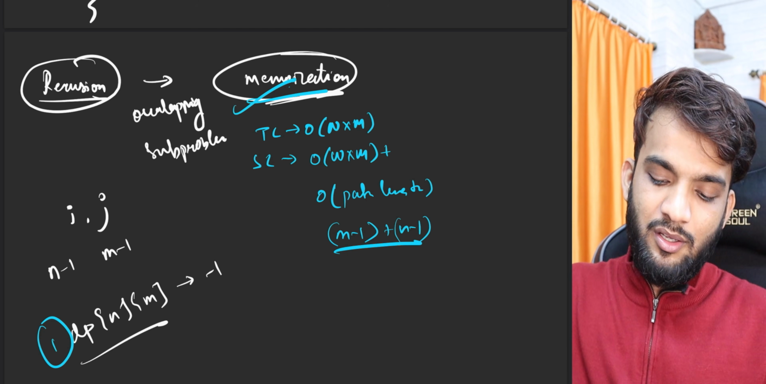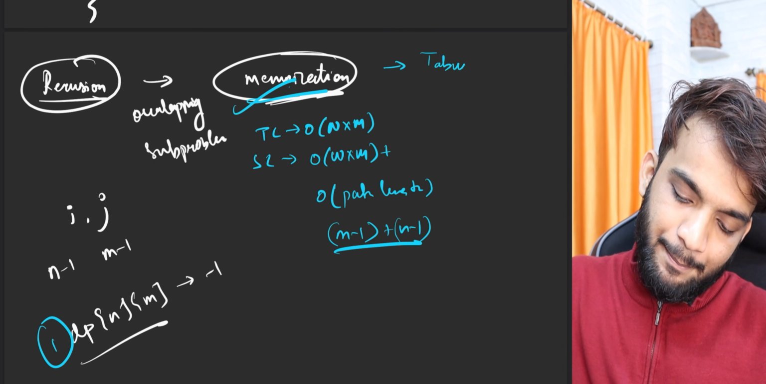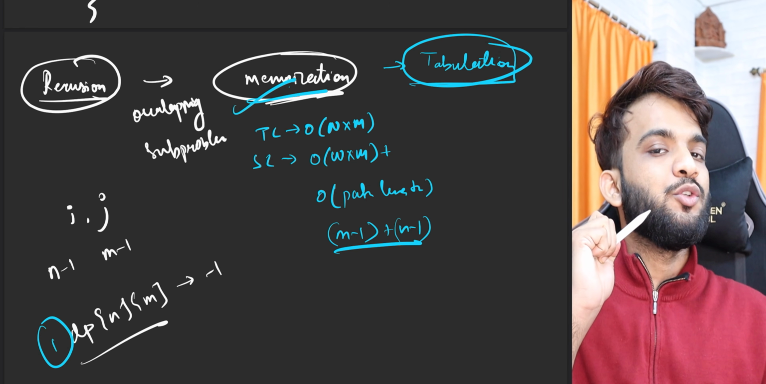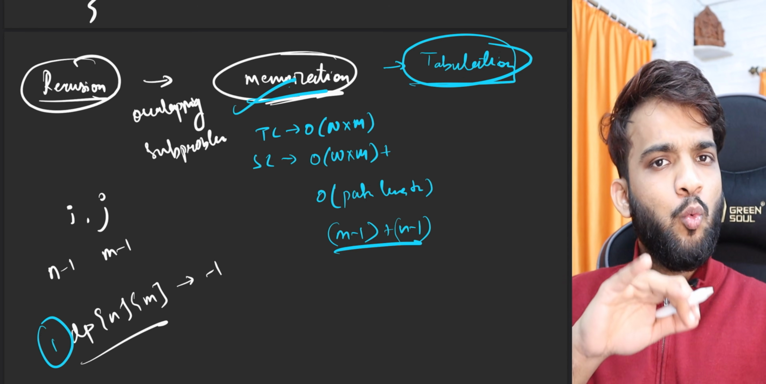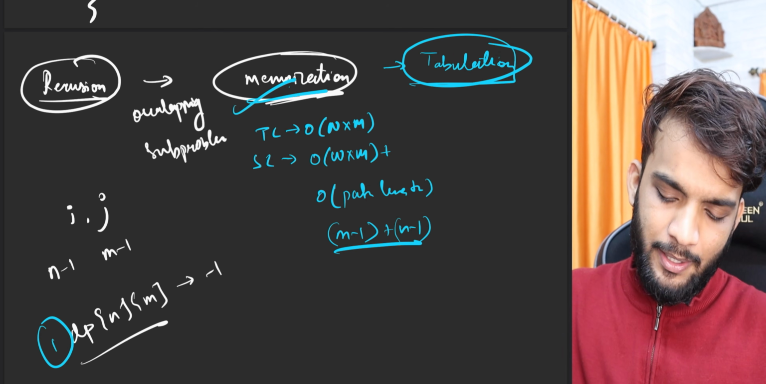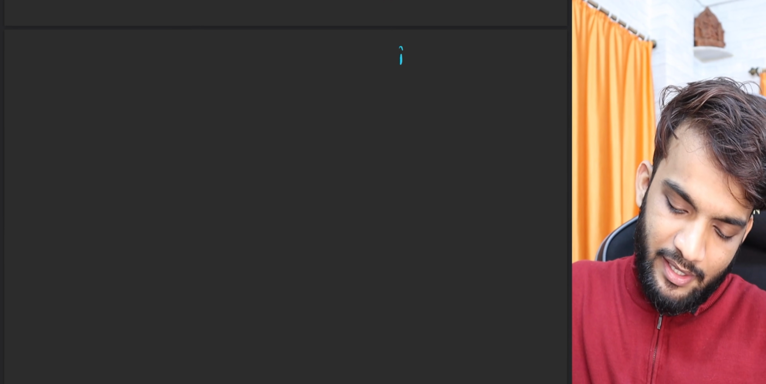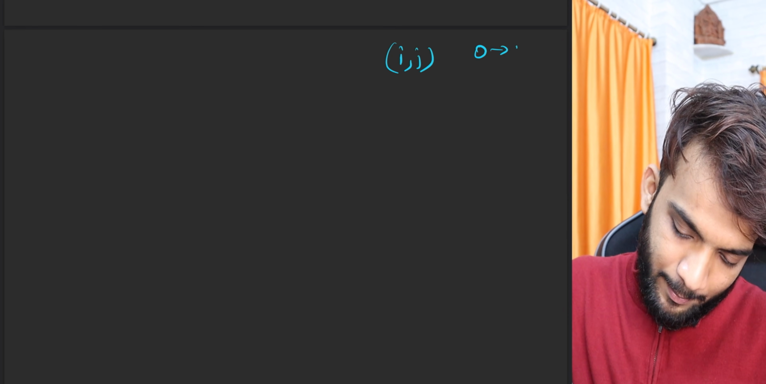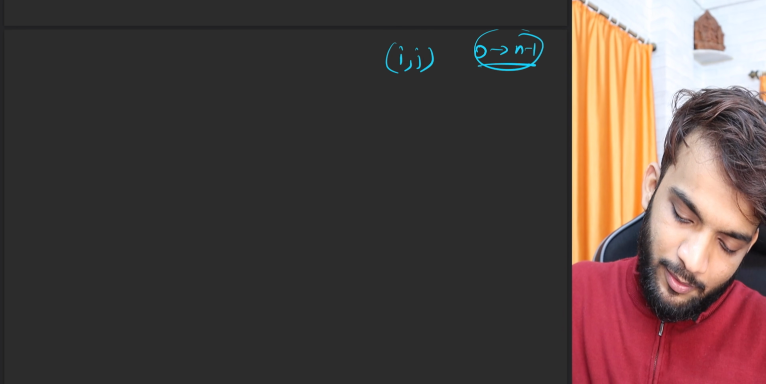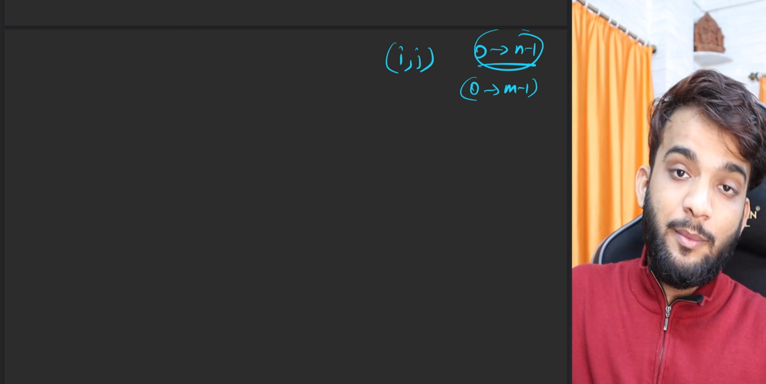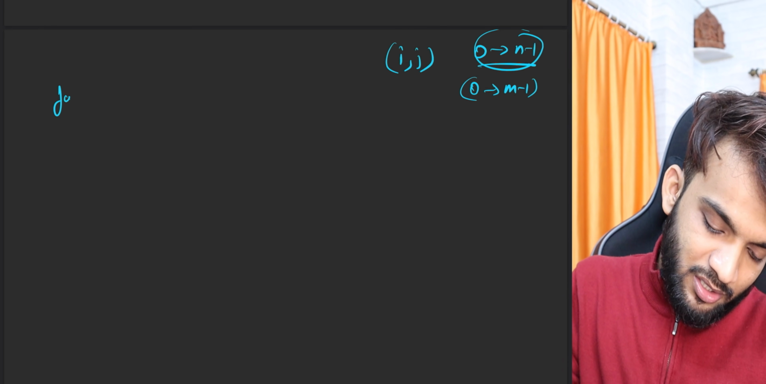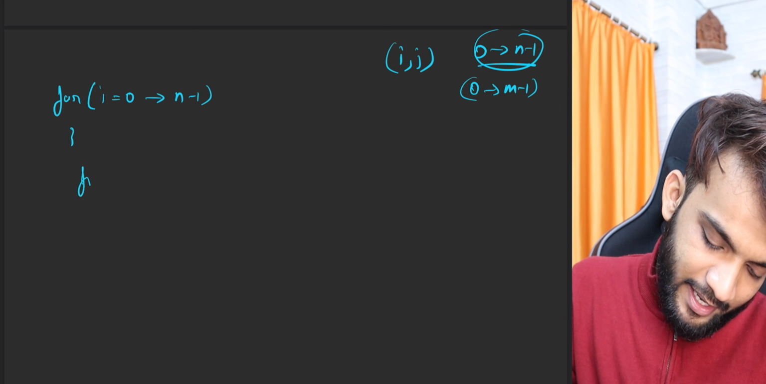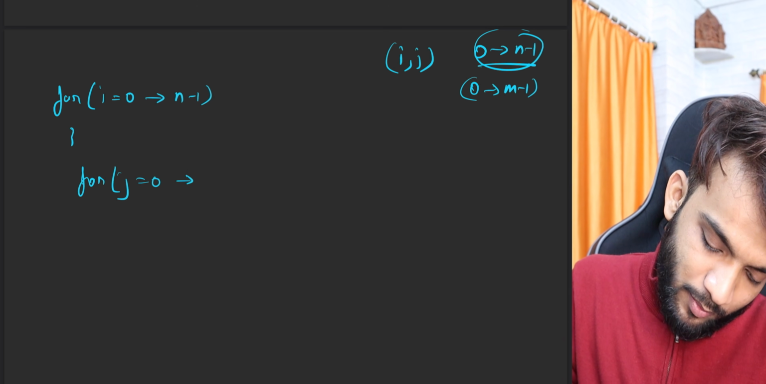So memoization is done. What is the next step? Tabulation. We have to convert this into a tabulated solution. How do you do this? Again, quite straightforward, I have told you already. There are two parameters, i and j, where i goes from 0 to n minus 1 and j goes from 0 to m minus 1. If you remember the previous grid classes, it's very simple: i equal to 0 till n minus 1, j equal to 0 till m minus 1.